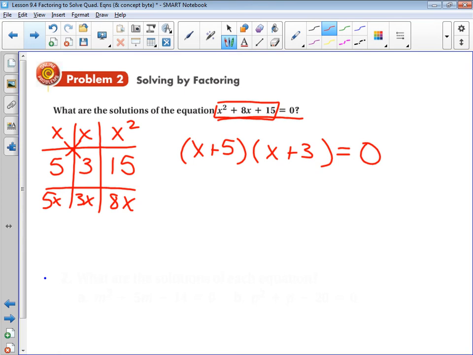Well, now that I have it written in factored form, I can tell you that one of these has to equal 0 to make the whole thing 0. So I set each one equal to 0.